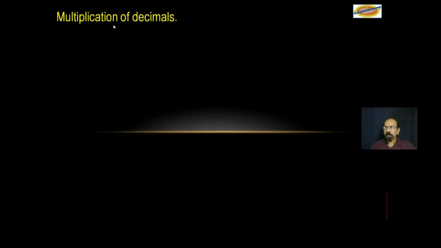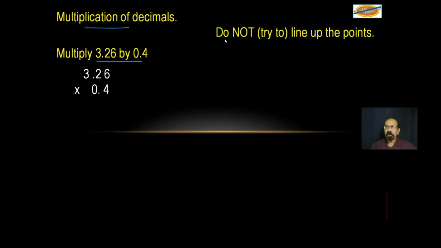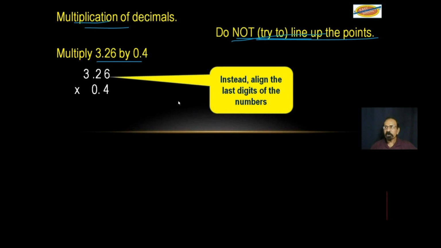Now we come to multiplication of decimals. If you have to multiply 3.26 by 0.4, of course, without a calculator, you will set it down like this. You will not try to line up the points. Do not try to line up the points. We are doing multiplication here. What you will try to do is to make sure that the digits on the far right are lined up, like the 6 and the 4. And then you will treat this as if the points were not there, temporarily.